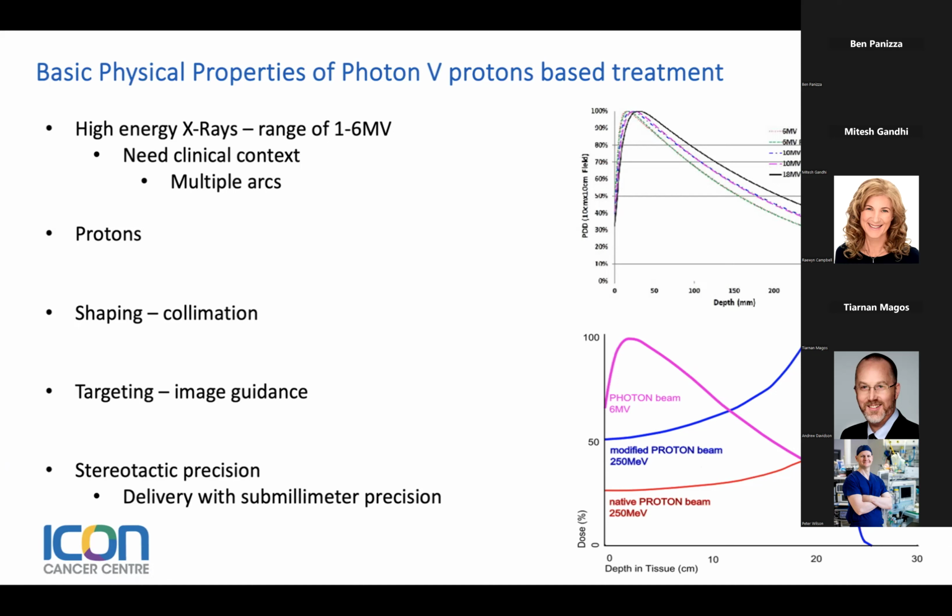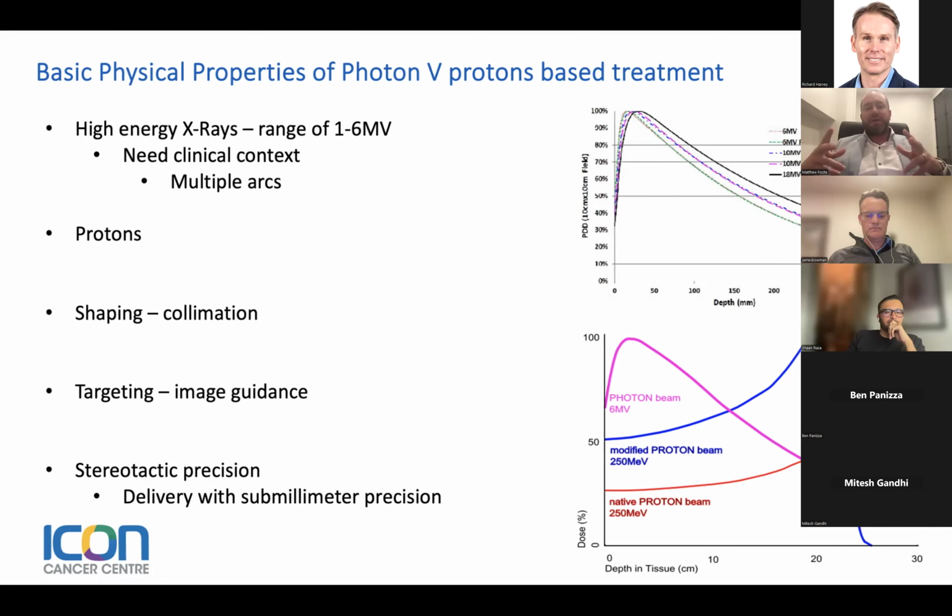I say in theory because there's a number of considerations, and part of this is the shaping of the beam or collimation, and targeting, which comes down to how well you can target through your image guidance, and the degree of stereotactic precision that various machines can have, and whether or not you can deliver that with sub-millimeter precision.